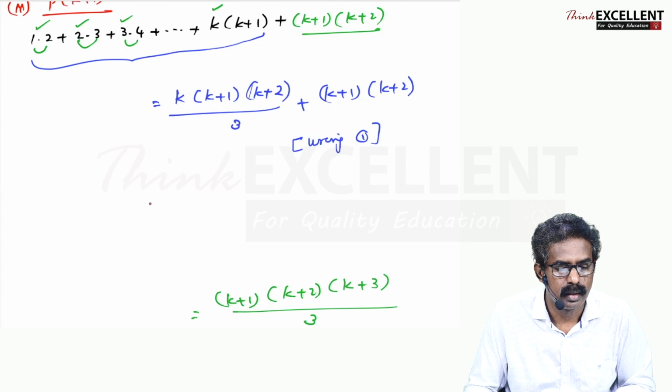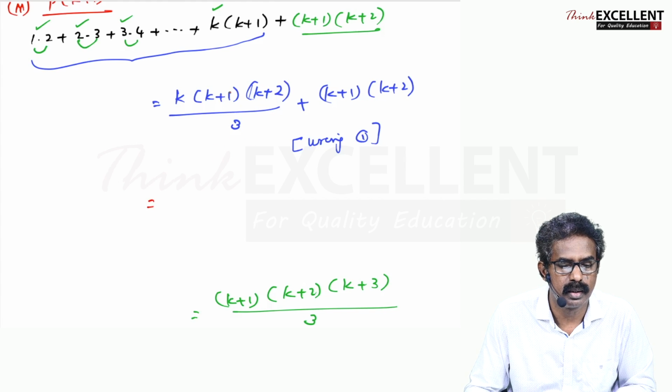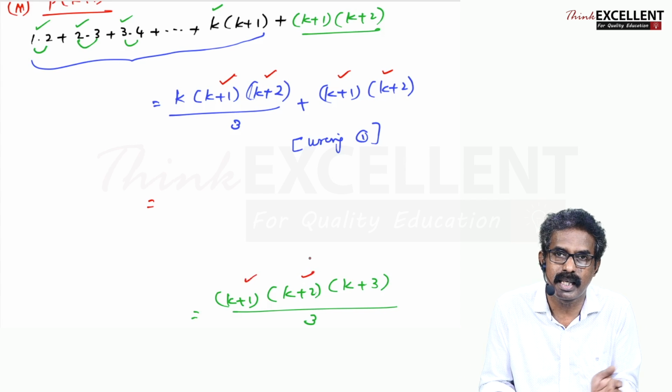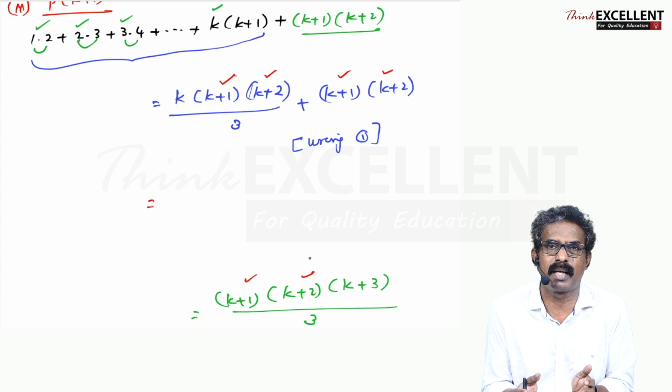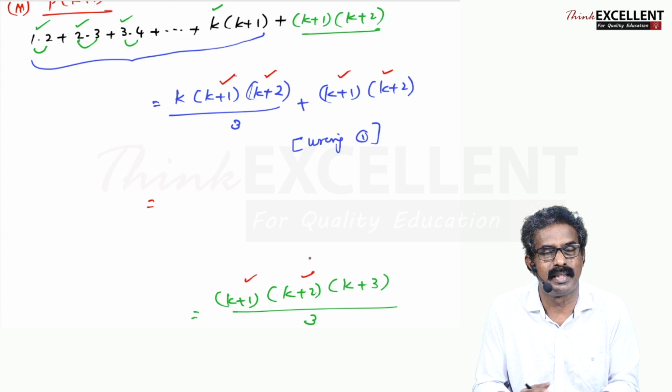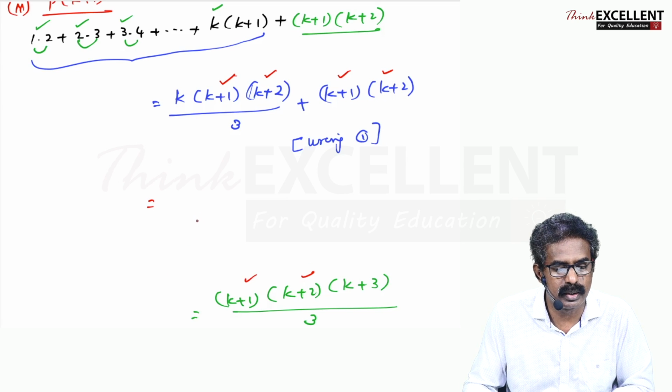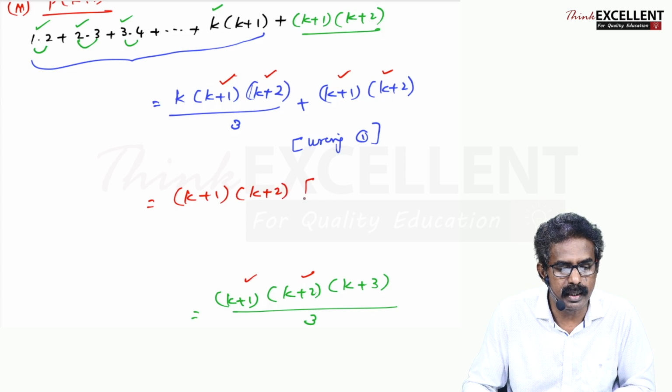See, what is common in both? k plus 1, k plus 2. In the answer also we want k plus 1, k plus 2. So take it outside. Otherwise, if you don't know the answer, you don't know what to do. We multiply everything, take LCM, then arrive at the answer, and we don't know whether we got the answer or not. So what is common here? k plus 1 into k plus 2 is common. What's remaining? k by 3 plus, in the second one nothing left out, so 1.